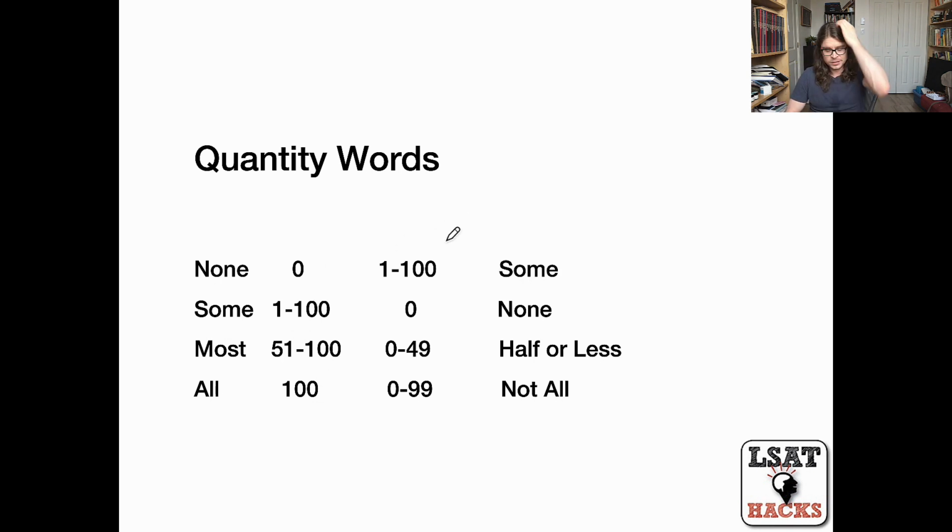Okay, so here's our quantity words, their ranges, the negated range, and the English word that expresses this range. So this is a good one to screenshot. This is something you definitely want to have memorized the way you would memorize a times table. And if you never memorized the times table, this is a good place to start.